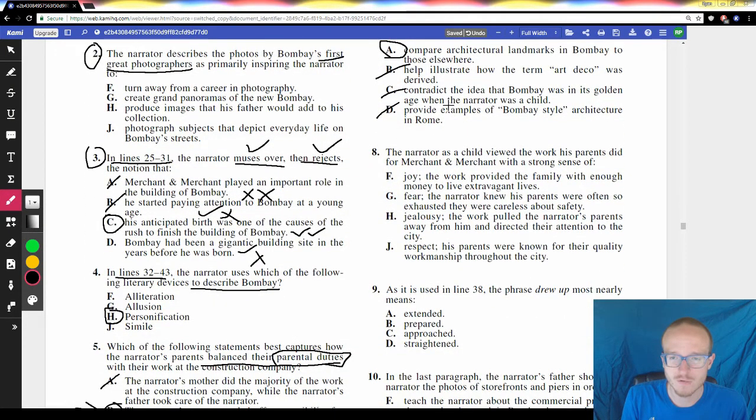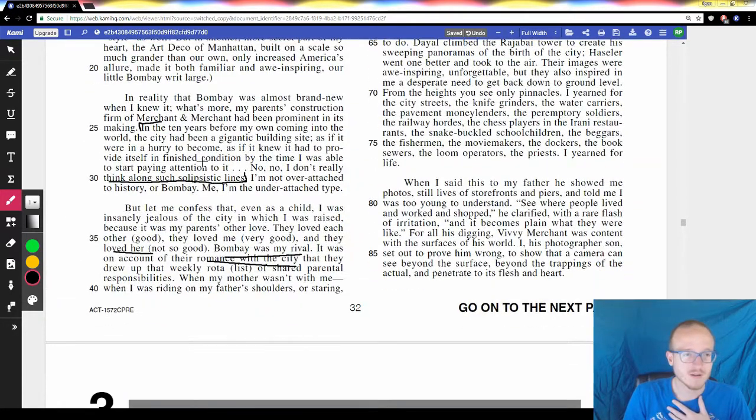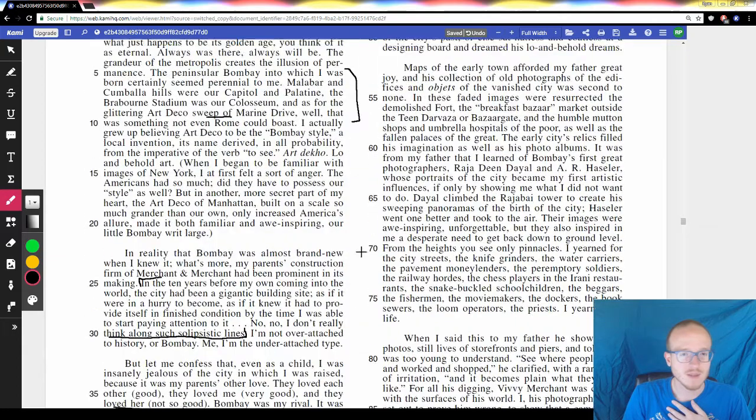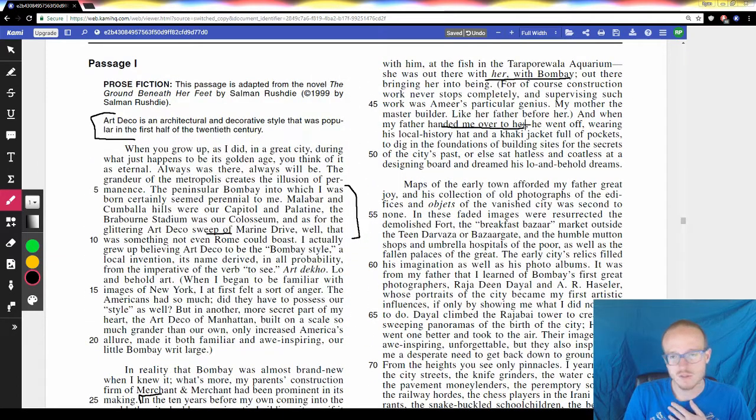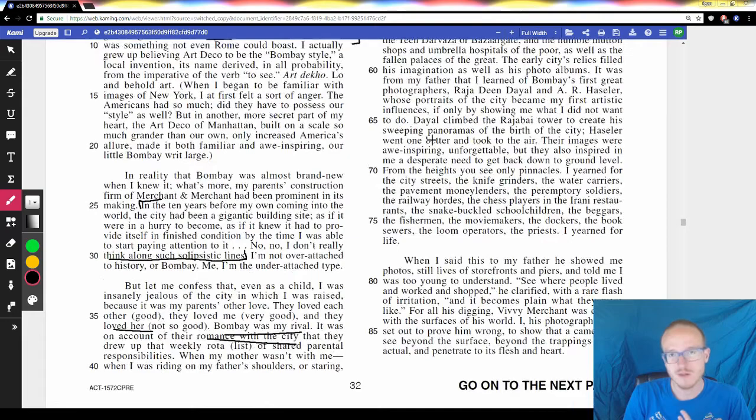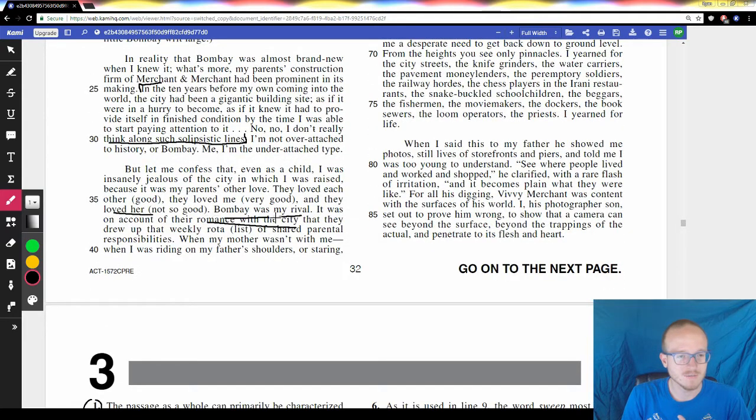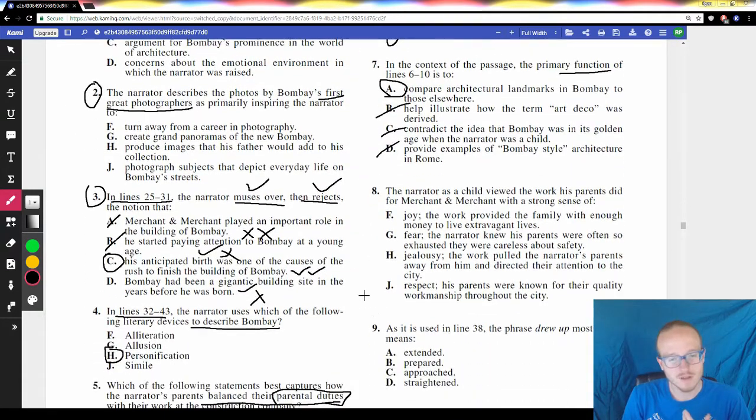The narrator as a child viewed the work his parents did for Merchant and Merchant with a strong sense of, okay. So we already know that he talks about his parents having to run off to Bombay and take care of her. That's basically how they do their work, right? They're talking about how he's at Merchant and Merchant. And so he's going out to work. His mom's going out to work. And we already had this whole idea of Bombay being his rival. So I'm already leaning towards jealousy here. But one of the best ways to answer these sorts of questions is to look at the justifications they give for these answers.